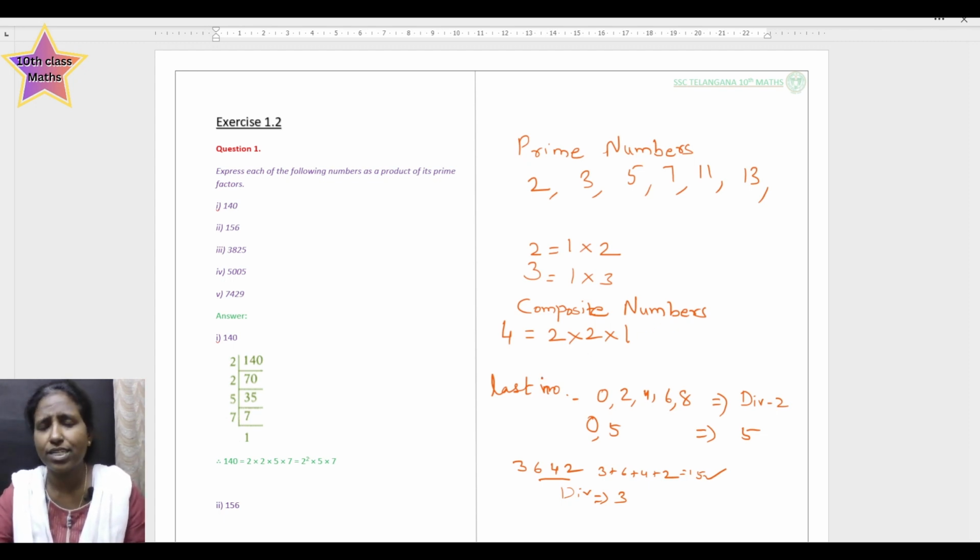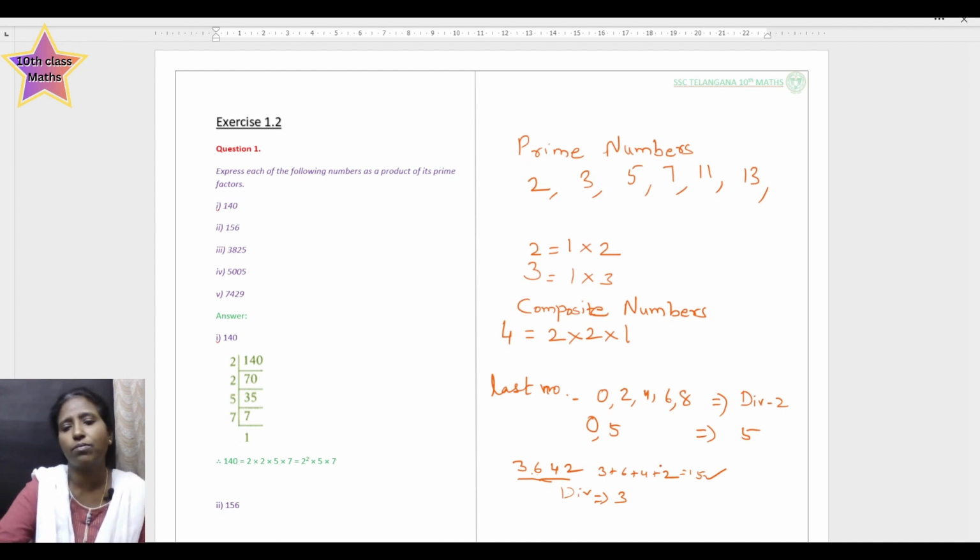What is the divisibility test of 3? You should add the digits. Suppose the given number is 3642. You have to add the digits: 3 plus 6 plus 4 plus 2. What will you get? 3 plus 6 is 9, 9 plus 4 is 13, 13 plus 2 is 15. Is 15 divisible by 3? Yes. So this 3642 is also divisible by 3.